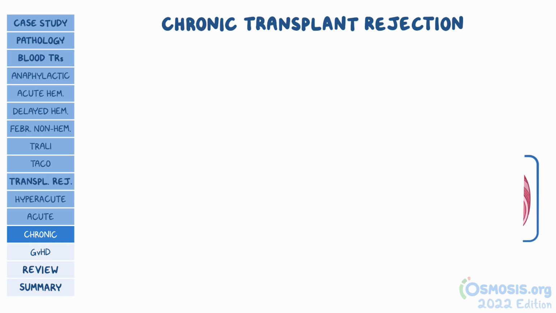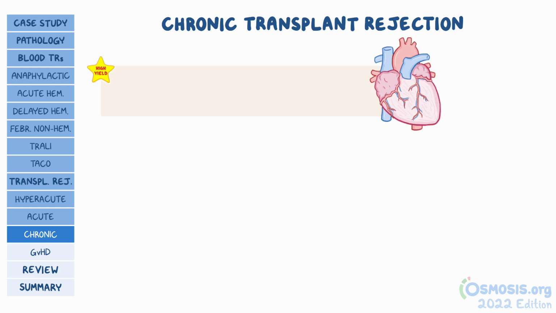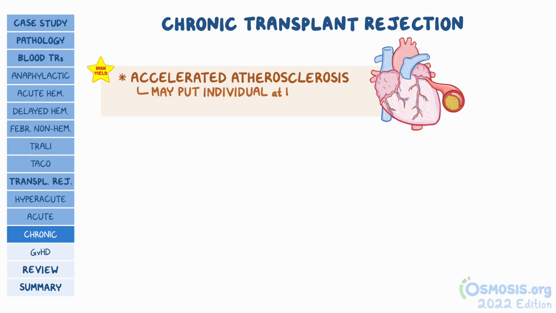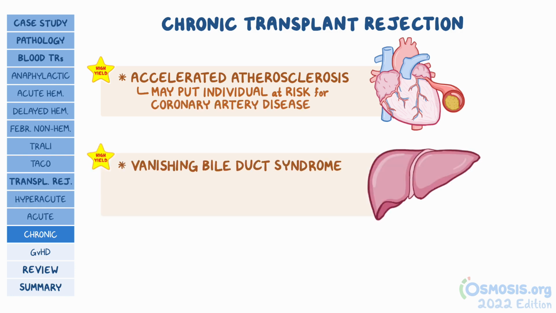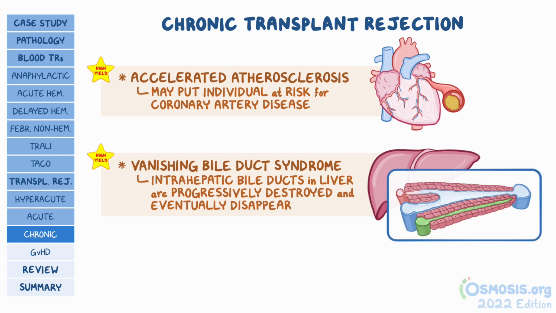Chronic rejection can also occur in a transplanted heart, which manifests as accelerated atherosclerosis, where fatty deposits or plaques build up inside the coronary blood vessels and may put the individual at risk for coronary artery disease. Finally, vanishing bile duct syndrome is an example of chronic rejection in liver transplantation, where the intrahepatic bile ducts in the liver are progressively destroyed and eventually disappear. Unfortunately, chronic transplant rejection is a progressive process that up until now can't be prevented or treated.